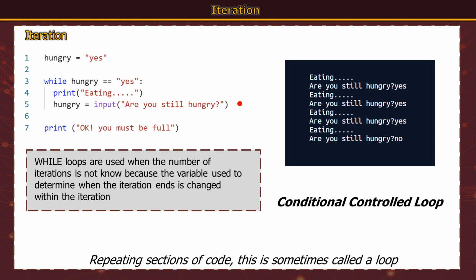Now this time, the variable has changed to no because I'm no longer hungry. So when it comes back round, it checks if hungry is equal to yes, which it doesn't, which indicates the end of the while loop. So it jumps out of the loop and comes down to printing out, okay, you must be full. Now you can see there how the variable controlled whether or not that condition was true or false, which made the loop continue until the variable was no longer equal to yes. This is why while loops are also sometimes called conditional controlled loops.